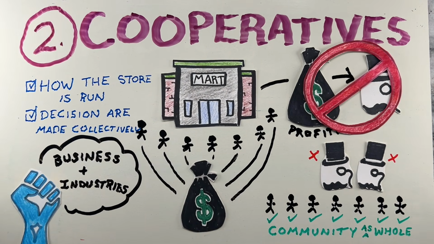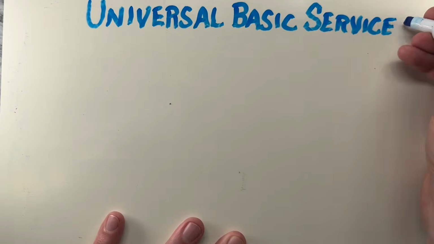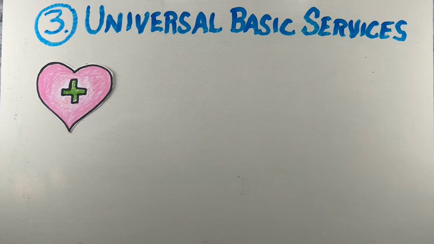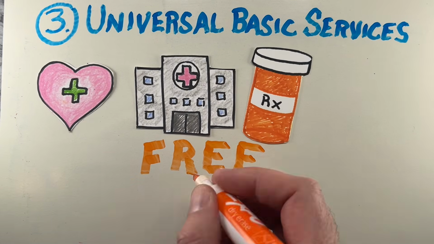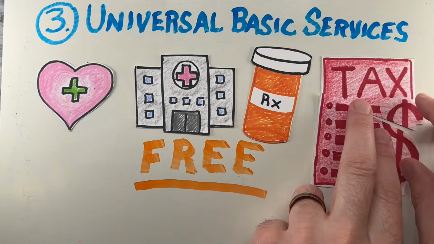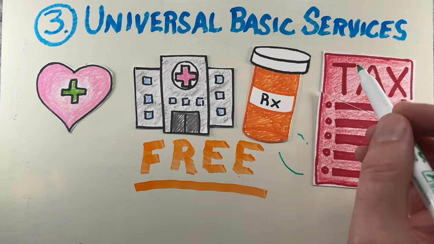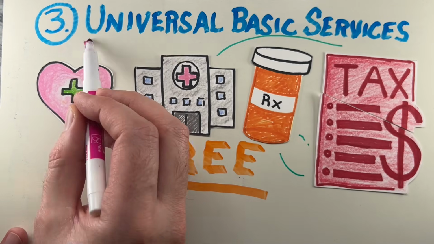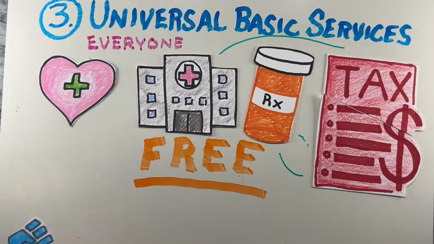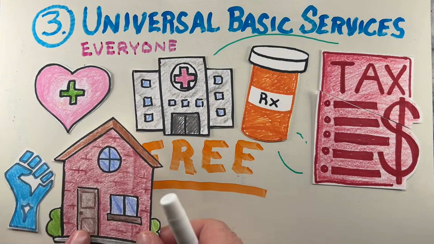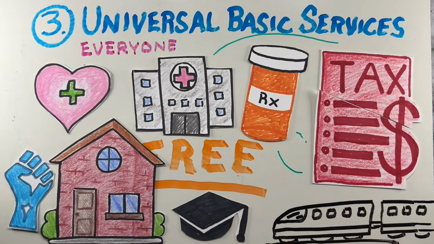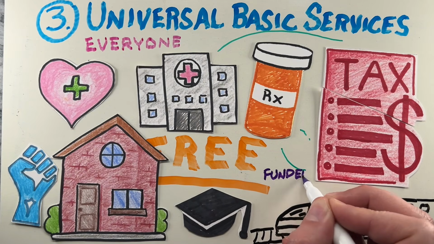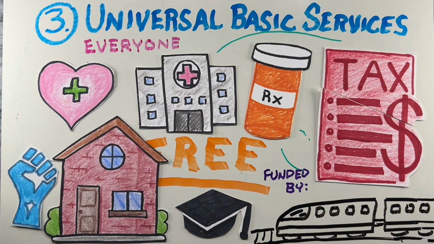Then there's universal basic services. Some countries have universal healthcare systems where medical services are provided free or at low cost to everyone. The funding comes from taxes, which everyone pays into, and the services are available to everyone. Under socialism, more essential services like housing, education, and transportation might be provided universally, funded by the community through taxes, ensuring everyone has access to basic needs.